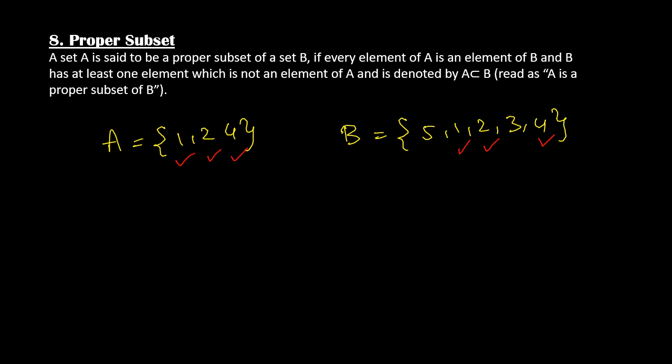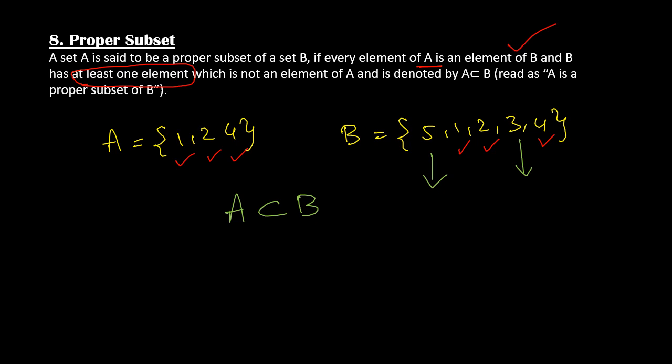See here. For set A to be a proper subset of B, when can I say it? If every element of set A is an element of set B, that is done, and B should have at least one extra element. This is very important. Agree? B should have, not exactly, at least one extra element. It can be 1, 2, 3, whatever it may be. Here I have two extra elements, obviously, right? So I can say that A is a proper subset of B. Any doubts in this?